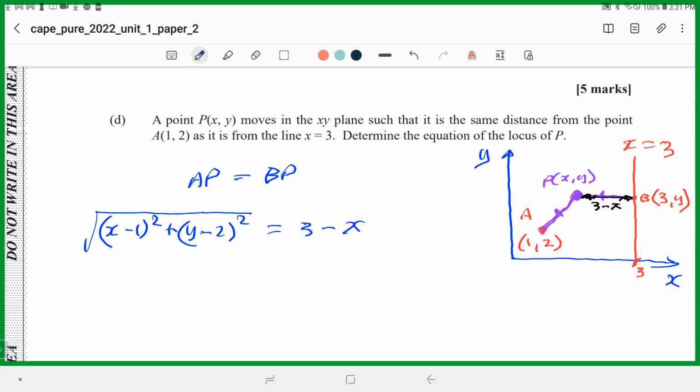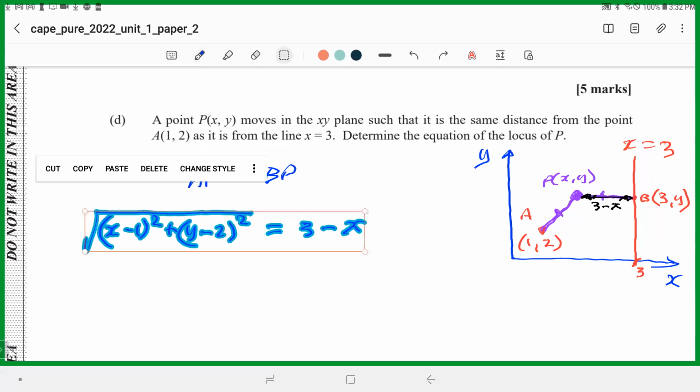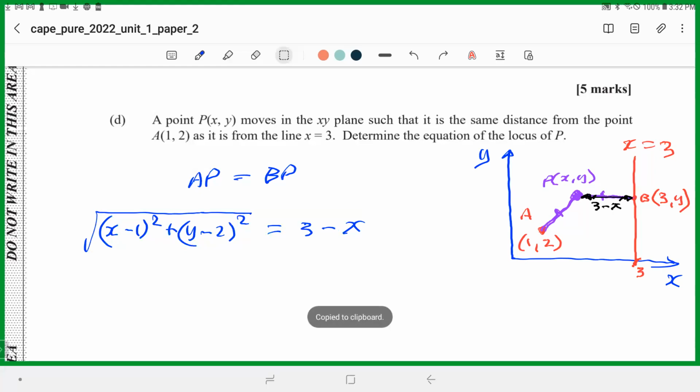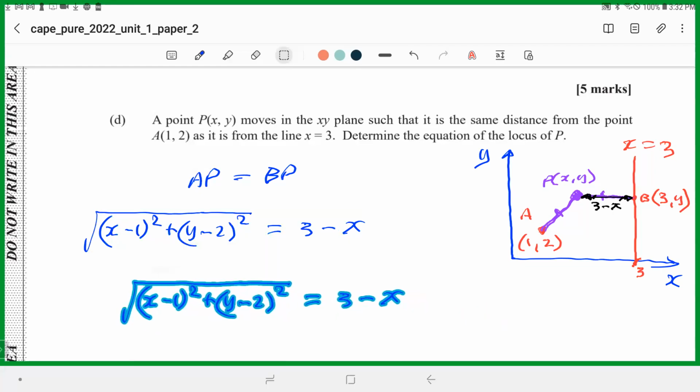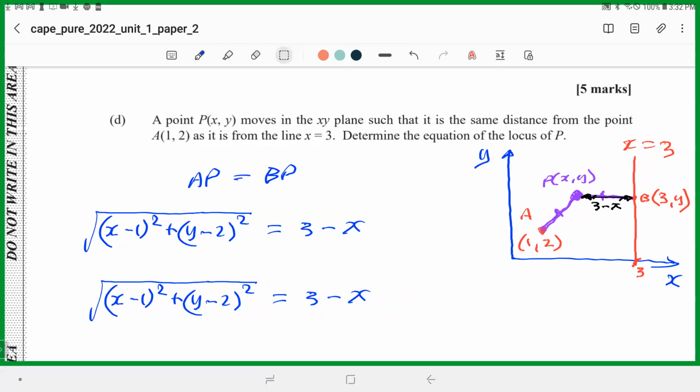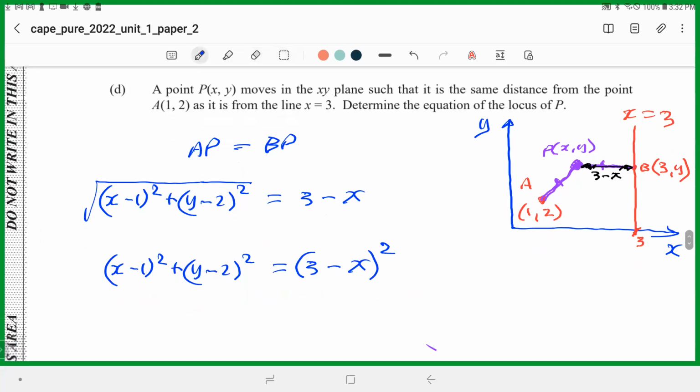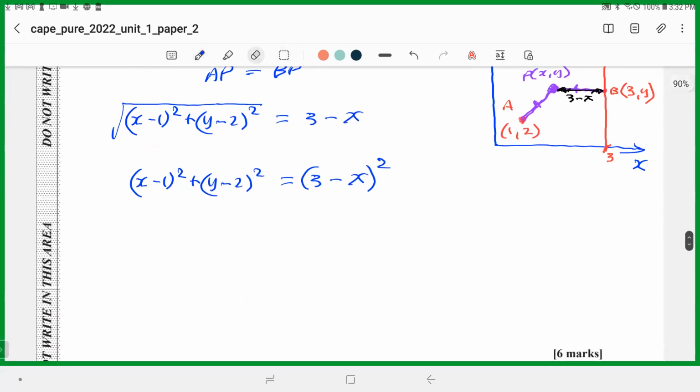You can square both sides and just expand this at the same time. So I'm going to square both sides first. I'm going to write it back and just square both sides first. So the whole work is there. When I square both sides, this square root sign is gone, and this side becomes a square. And so now I'm just simplifying that. That's my locus. I just need to simplify it.